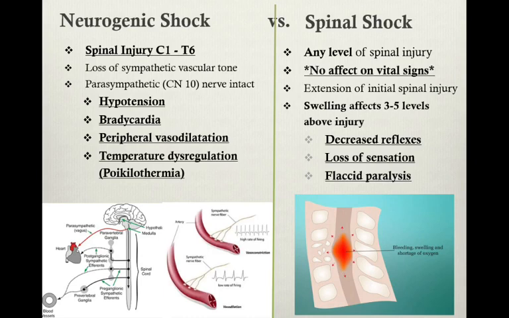Here's another summary slide about neurogenic shock. Again, spinal injury anywhere from C1 to T6 has a risk of it. Loss of sympathetic system, the parasympathetic nerve is going to town: hypotension, bradycardia, vasodilation, and also temperature dysregulation. And spinal shock, no effect on the vital signs, just swelling of the spinal cord.